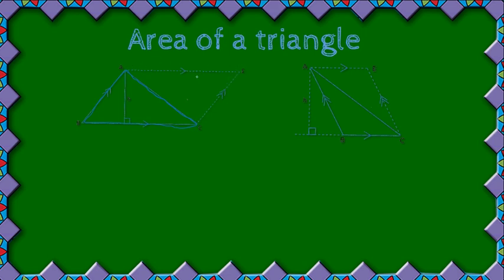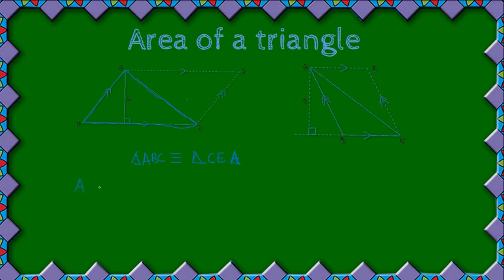So now, since we know what the area is for a parallelogram, we can then find the area of a triangle from there. But the first thing, before we start with that, we need to see that triangle ABC is congruent to triangle CEA. What that tells us, if they are congruent, is that these two areas are exactly the same.